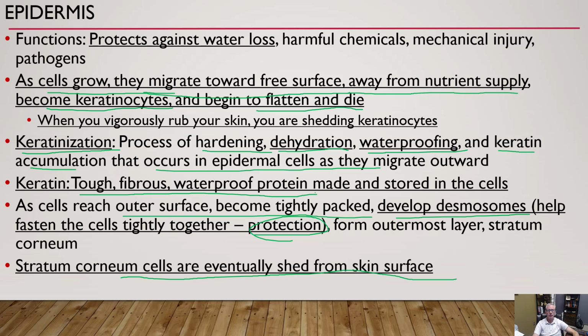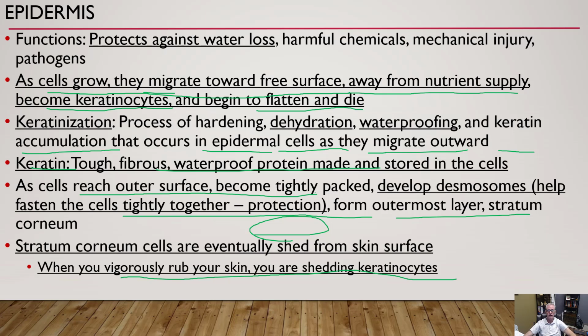So, and actually I should move this down. So when you vigorously rub your skin, you're actually shedding keratinocytes and stratum corneum cells.